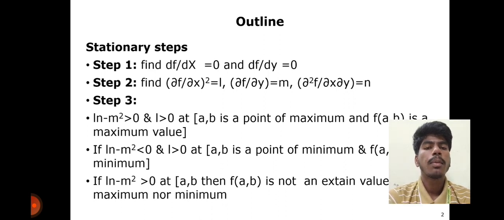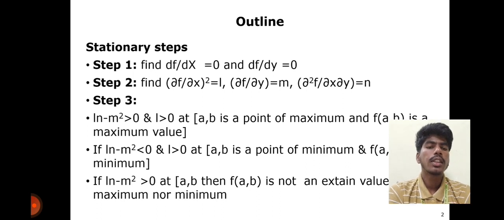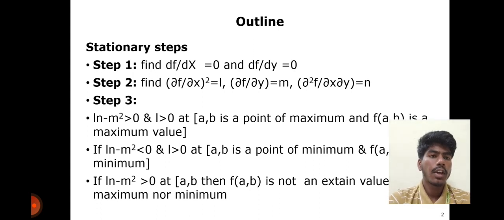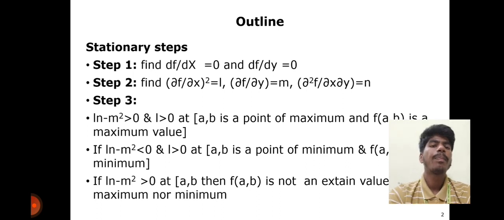Now step 3: we have one formula in maxima and minima. If LN minus M squared is greater than 0 and L is greater than 0 at the point (a, b), then f(a, b) is a minimum. If LN minus M squared is greater than 0 and L is less than 0, then f(a, b) is a maximum. If LN minus M squared is less than 0 at (a, b), then f(a, b) is not an extreme value, neither maxima nor minima.